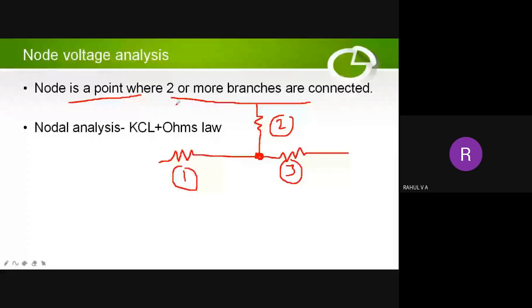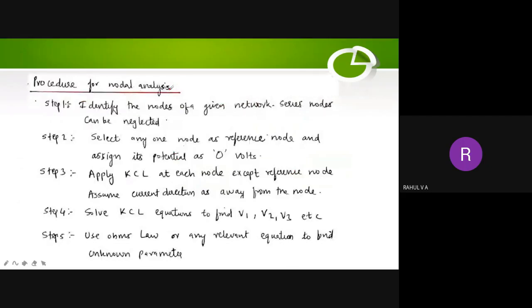KCL and Ohm's law, Kirchhoff current law. In the previous case we were applying Kirchhoff voltage law. In this case we are applying KCL, Kirchhoff current law. Now, what is the procedure? It is very similar to the previous one. Identify the nodes of a given network. Series nodes can be neglected. There the first step was to identify the number of meshes. Here we have to identify the number of nodes.